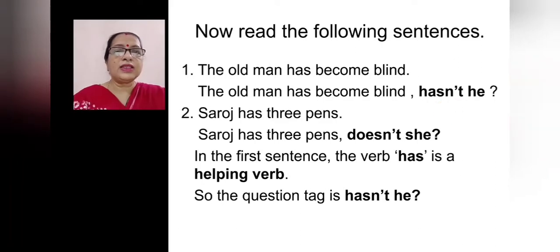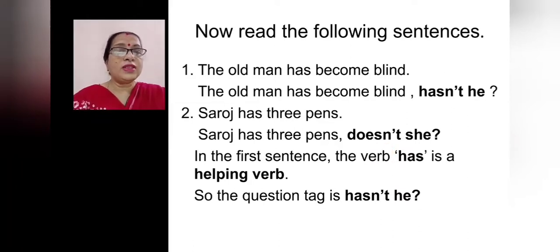But let's see the second sentence. Saroj has 3 pens. Saroj has 3 pens, doesn't she? Now here, has is not an auxiliary verb. It is the main verb. So when it is a main verb, you have to take doesn't she. Why? Saroj is third person singular number. So does will come, right? So in the negative question tag, you have to write doesn't she.